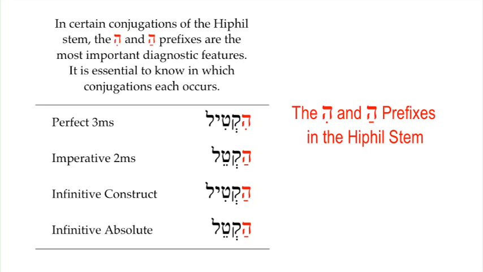Think of it this way. In the perfect, it's he hireq. In the imperative, the infinitive construct, and the infinitive absolute, it's he pathach. Additionally, you know that the he has dropped out in the imperfect and the participle. You must have this feature down, and when it occurs and when it doesn't occur, so that you can master sorting through the Hiphil stems.